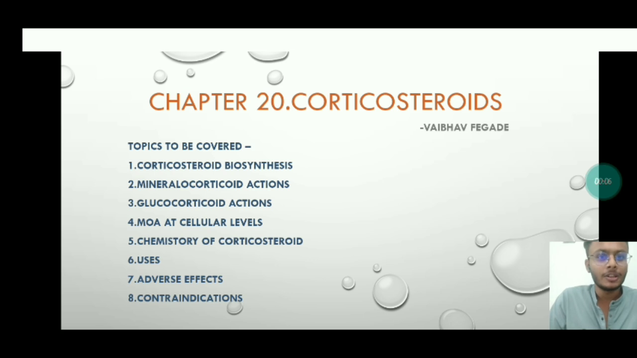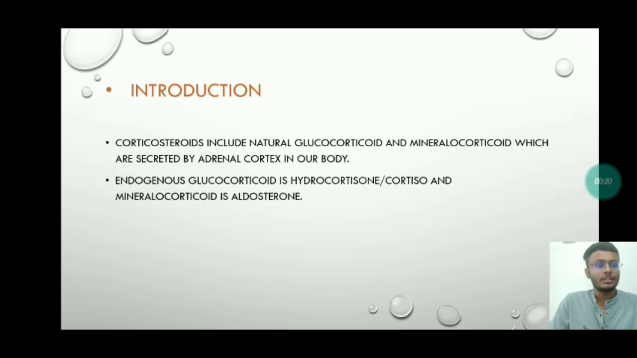So topics to be covered are corticosteroid biosynthesis, mineralocorticoid and glucocorticoid actions, mechanism of action at cellular levels, chemistry of corticosteroid, uses, adverse effects and contraindications. So let's start with the introduction. Corticosteroids include natural glucocorticoid and mineralocorticoid, which are secreted by the adrenal cortex in our body. Endogenous glucocorticoid is hydrocortisone, which is also called cortisol, and mineralocorticoid is aldosterone.